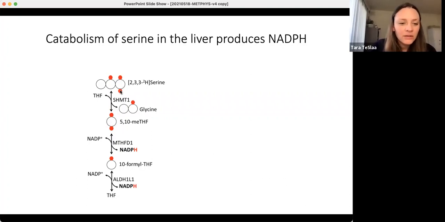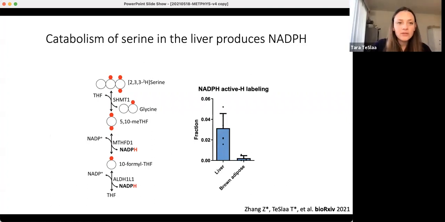This labeled serine will make a labeled 5,10-methylene THF, and this will be used to generate NADPH. So when we infuse this overnight, just as we did with the glucose tracer, what we see is labeling in the liver, but no labeling in brown adipose tissue. So this suggests that serine catabolism is actually used for NADPH production in the liver.